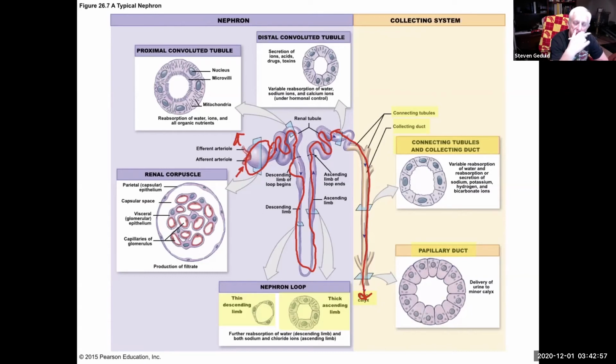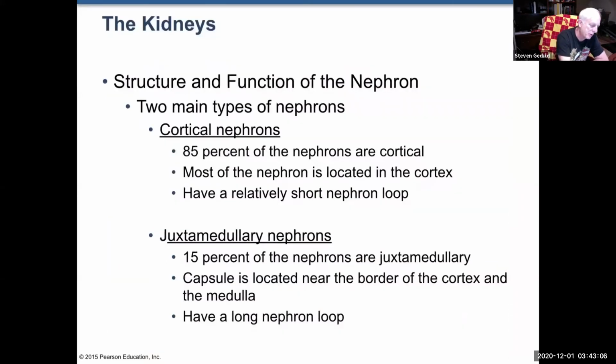And you have cortical nephrons and you have juxtamedullary nephrons. Okay, so here's your cortical nephrons. Those are the ones that stay mostly in the cortex. They're relatively short. 85% of nephrons are cortical nephrons, where most of the nephron is located in the cortex. They have a relatively short nephron loop.